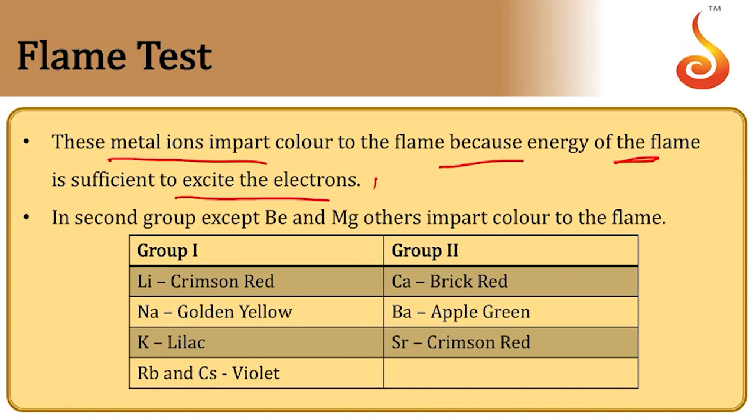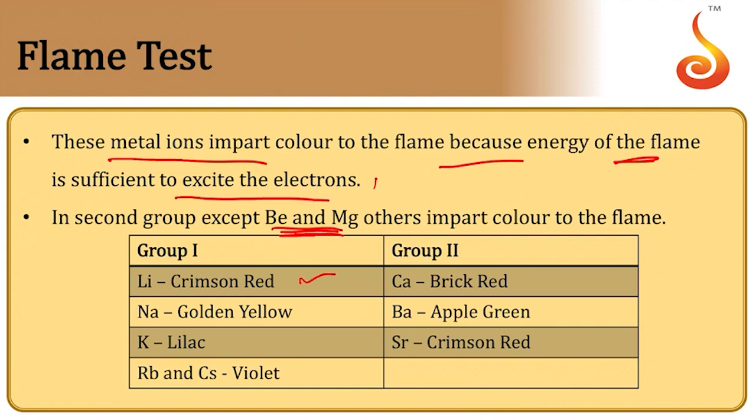Therefore, they impart color. After excitation and de-excitation takes place, during de-excitation of the electrons, the energy is liberated in the form of radiation that falls within the visible portion. Therefore, they impart color. In the second group, except beryllium and magnesium, the others impart color. That is because beryllium and magnesium are smaller in size and their electrons cannot be excited by the energy of the flame. So only Be and Mg do not impart any color to the flame.